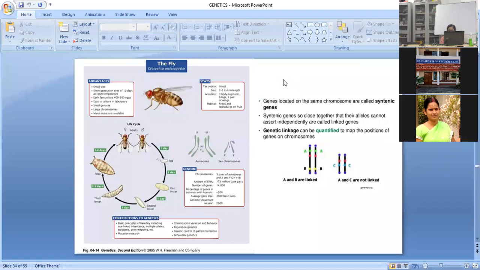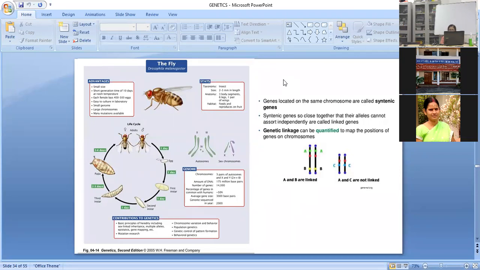Now genes located on the same chromosome, we say these are syntenic genes. And these syntenic genes are so close together that their alleles cannot assort independently. And these are called linked genes. So genetic linkage can be quantified to map the position of genes on the chromosomes.